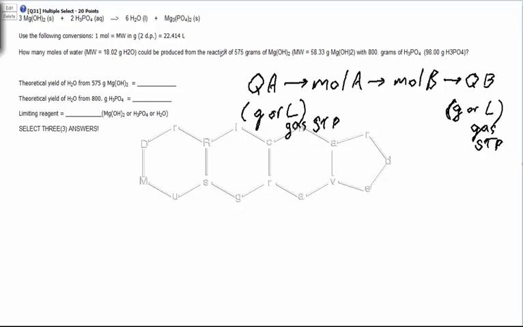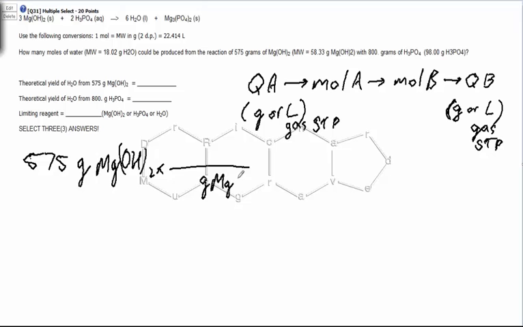Alright, so what we're going to do is we're going to figure out the number of moles of water that we're going to get from the Mg(OH)2 first. And what we're going to do is we're going to start off with grams of Mg(OH)2, figure out moles of Mg(OH)2, and then figure out the moles of water. So 575 grams of Mg(OH)2 times, and in a line, grams of Mg(OH)2 goes down the bottom to cancel.